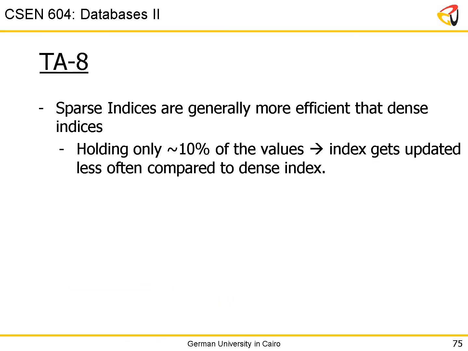So here is the 8th takeaway. Sparse indices are generally more efficient than dense indices. Holding only 10% of the values, the index gets updated less often compared to the dense index. That's why a sparse index is often considered more efficient in terms of insert, delete and update.